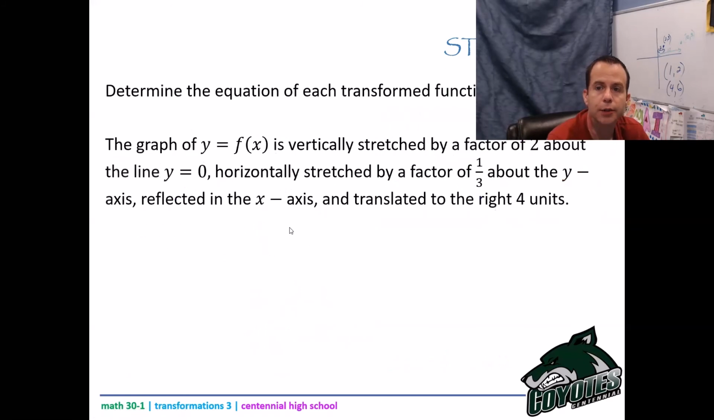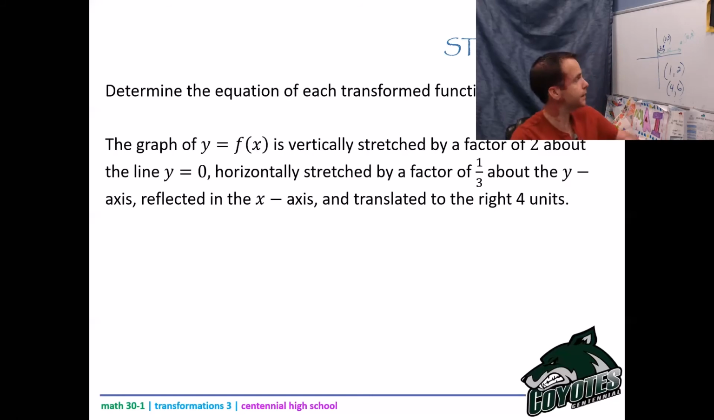All right, determine the equation of each transformed function. The graph of y equals f of x is vertically stretched by a factor of 2 about the line y equals 0, horizontally stretched by a factor of 1/3, reflected in the x-axis and translated 4 units right. So we're just going to take this piece by piece. If I vertically stretch by a factor of 2, that's an a value. A should be 2. If I horizontally stretch by a factor of 1/3, that's a b value, but remember the b value is the reciprocal of the stretch, so b should be 3.